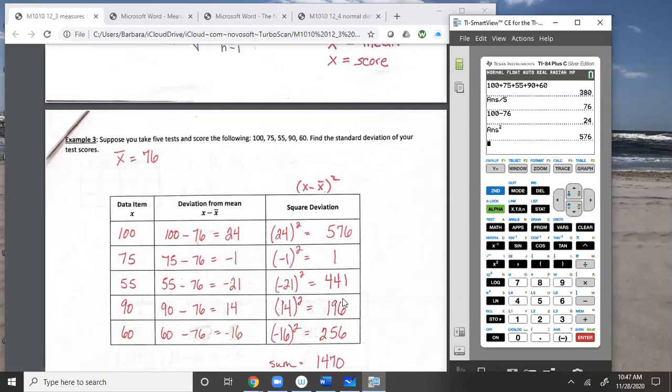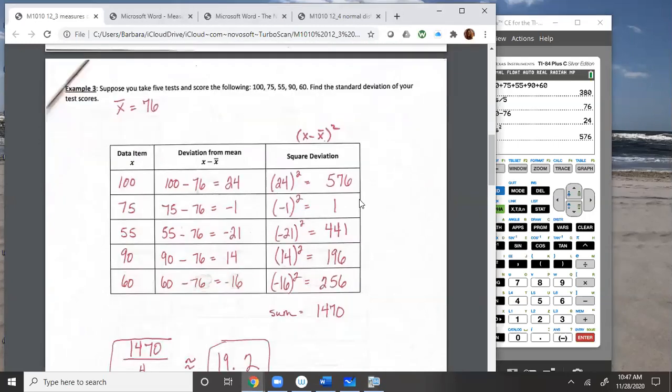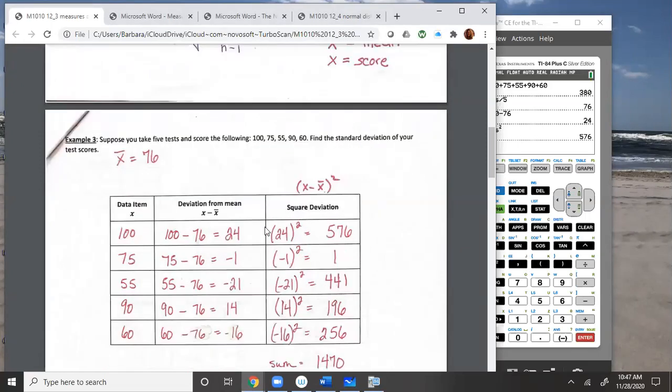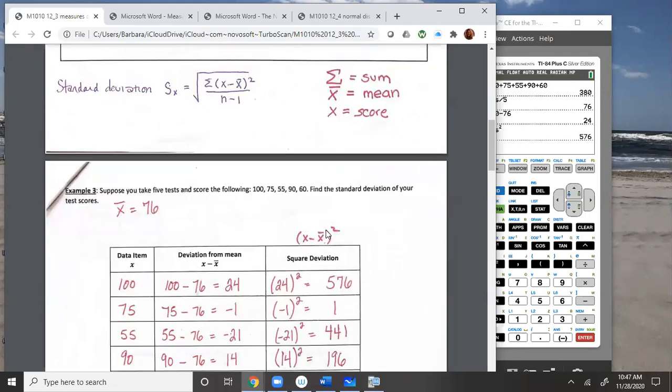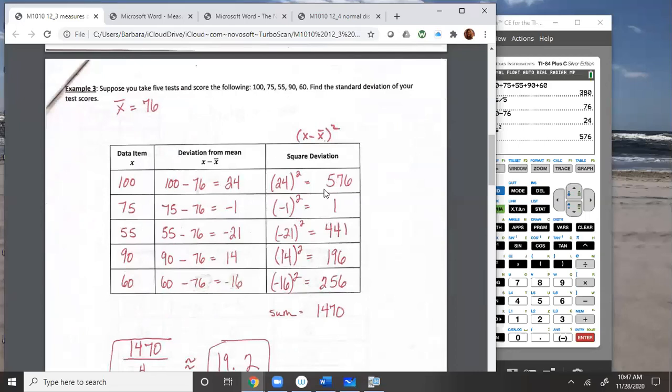Okay, so once we have that completed, we have all these numbers. All right, so this is my X minus X bar squared. Let's take a look at where that is in our formula. See this? X minus X bar squared. Okay, now we're going to take the sum of all those. So the sum is 576 plus 1. We're going to add up all these numbers.